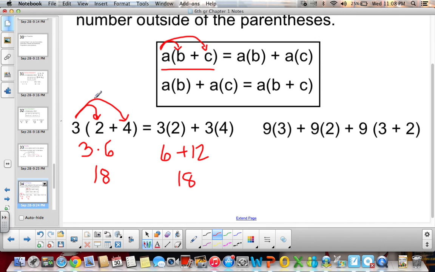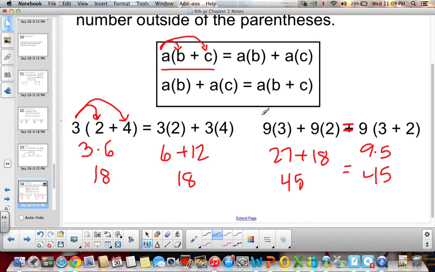So you need to make sure you're distributing that 3 to both numbers inside the parentheses. 9 times 3, this should be an equal sign. 9 times 3 is 27, plus 18. 27 plus 18 is, I know that 27 plus 20 is 47. Subtract 2, so then it would be 45. And then we have 9 times 5, because 3 plus 2 is 5 in the parentheses, and we get 45.